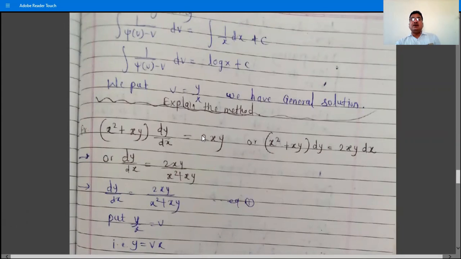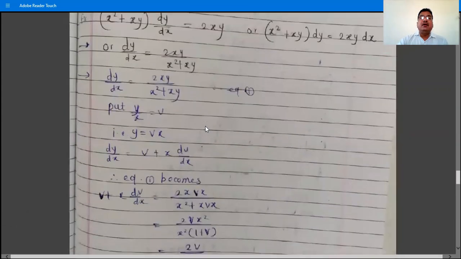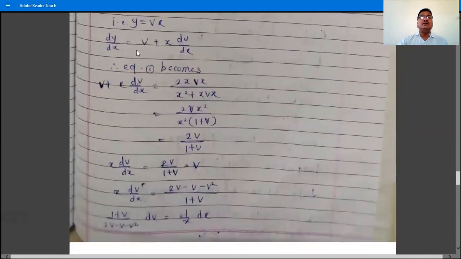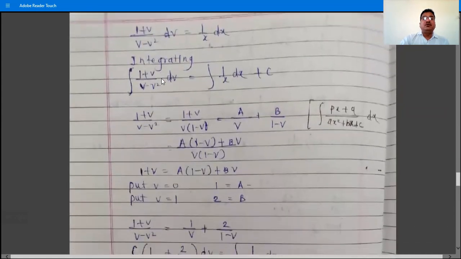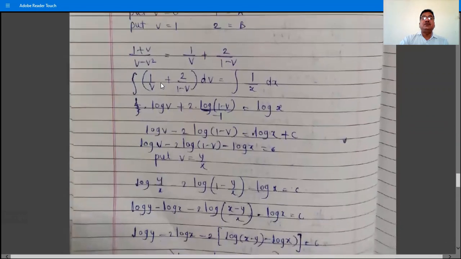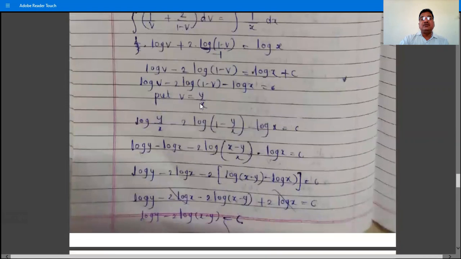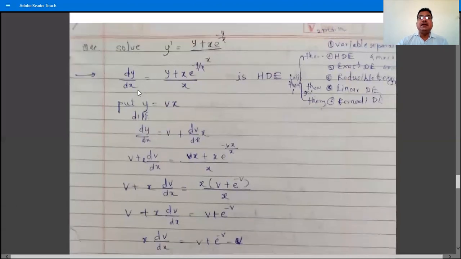So this is about the homogeneous differential equation. How can we solve the homogeneous differential equation? By substituting y is equal to vx, we have the variable separable form. Then after integration, we have the general solution of the given differential equation. So this is the second type, homogeneous differential equation. We will see the remaining examples of this homogeneous differential equation in the next lecture.